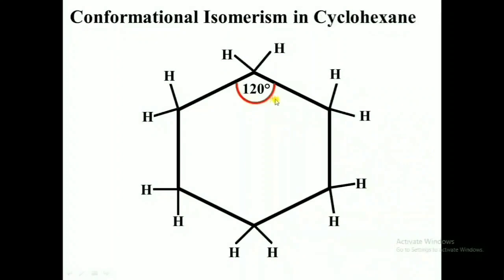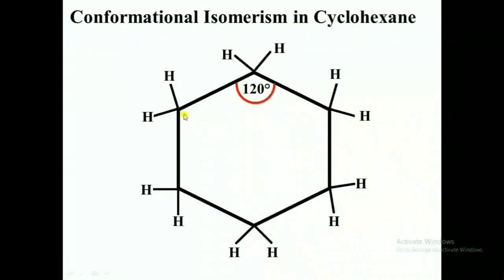Okay, but the problem is all carbon atoms are saturated, or all carbon atoms form only single bonds. That means the hybridization in each carbon atom is sp3 hybridization. In sp3 hybridization, we know that the geometry is tetrahedral and the bond angle is 109 degrees 28 minutes. But in this hexagon, the bond angle is 120 degrees.